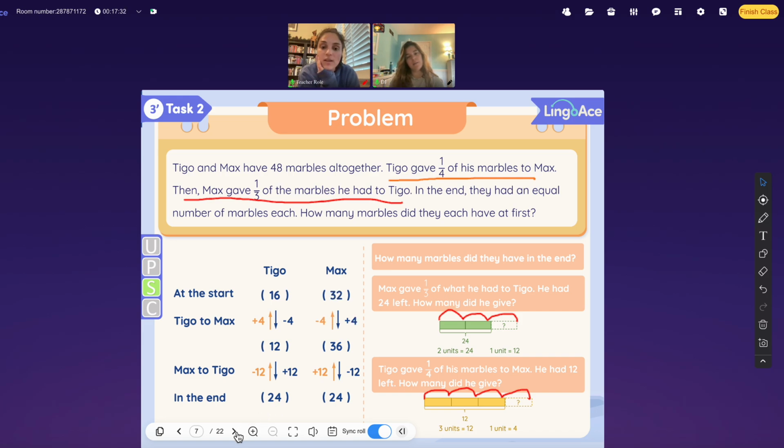Excellent. So then what's our final answer? How many marbles do they each have at first? Tigo had 16 and Max had 32. Excellent. Very good. Okay, great job, Dana. And how do we know that 32 and 16 are right, how can we check our answer? They have to equal what number? 48. Very good. And does 16 plus 32 equal 48? Yes. Awesome. Great job, Dana. Thank you for helping out today. Thank you.